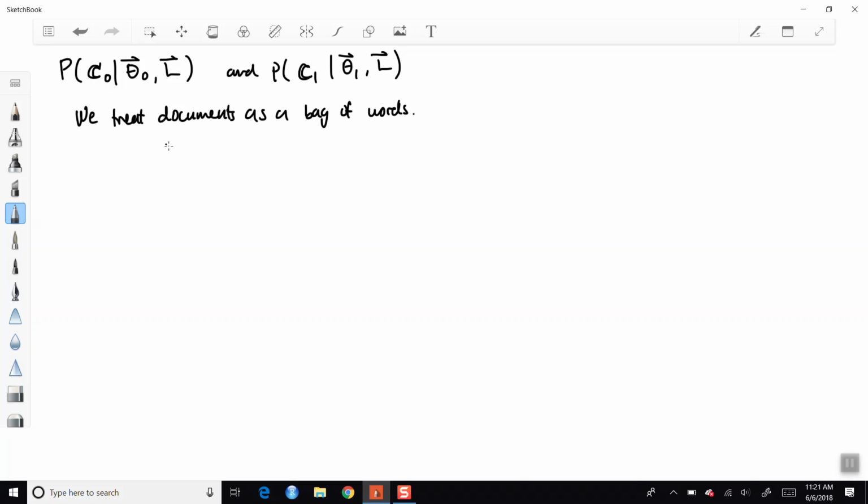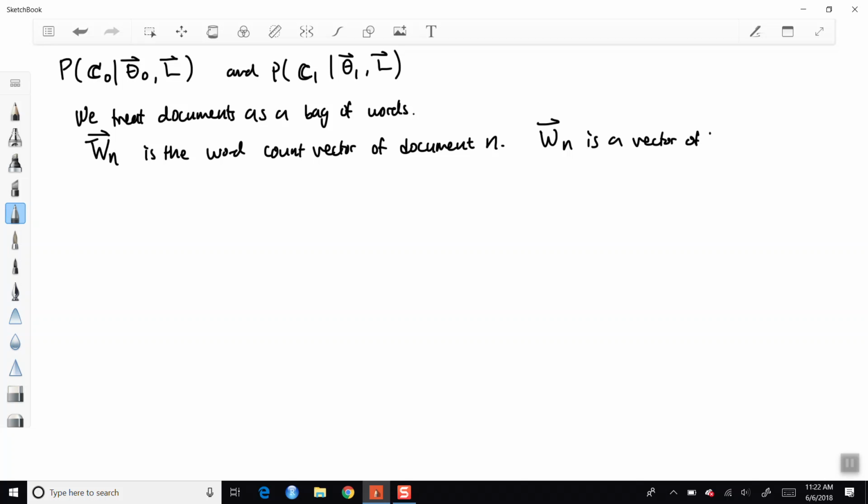Okay, so we have the vector Wn, which is the word count vector of document n. Wn is a vector of length, I'm going to just say 50,000. We're just going to pretend that there's 50,000 words of interest to us.